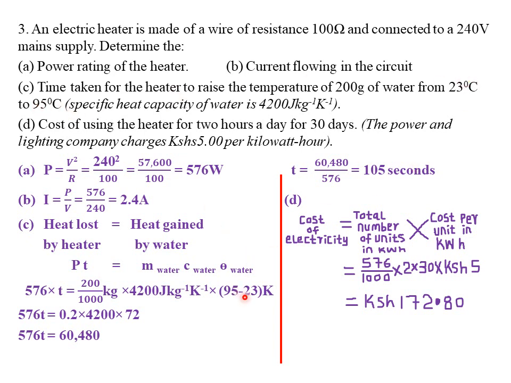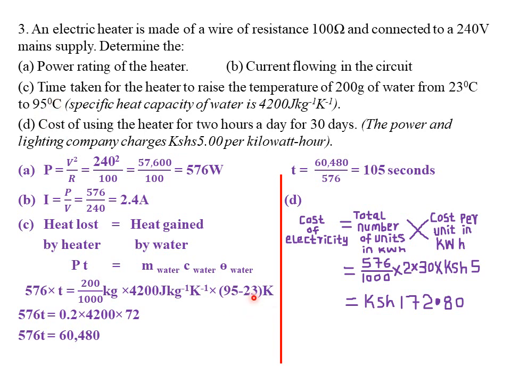Then under quantity of heat, we proved that if you compute the change in temperature from 23 to 95 in degrees Celsius, the change is the same as when you express the values in Kelvin. We discussed this concept under quantity of heat, that a change in temperature in degrees Celsius has the same value as when it is in Kelvin. So don't wonder why I'm introducing Kelvin, yet we have degrees Celsius here.